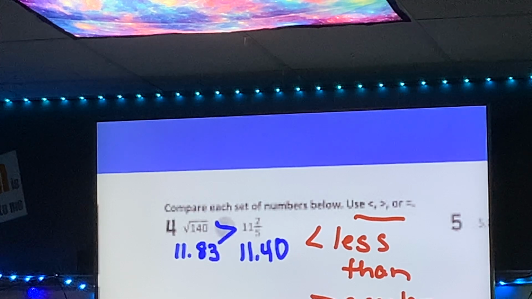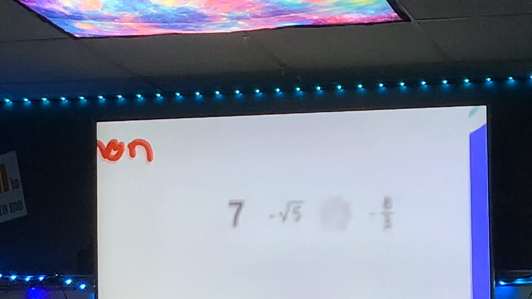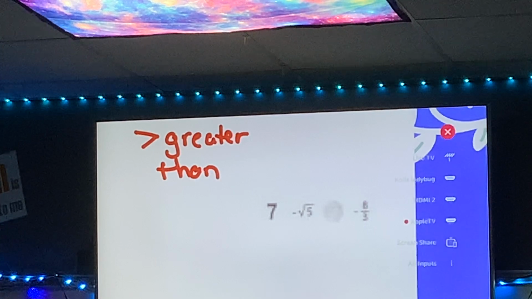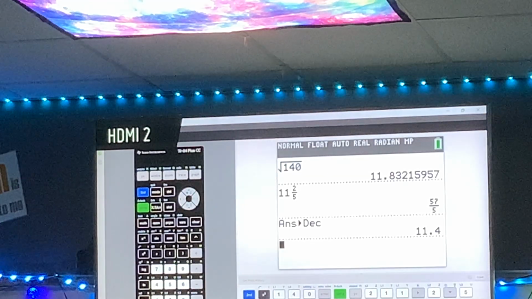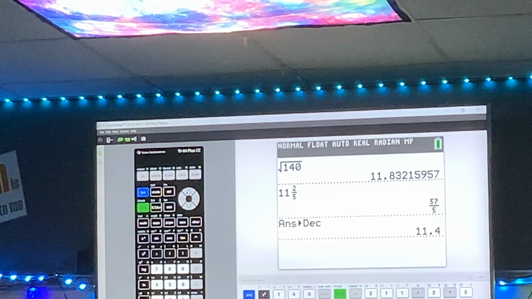Now we're going to skip down to number 7. Okay, so I have number 7 written right here on the board because this would be my piece of paper if I was doing it digitally. Okay, we have a negative. The negative is down by your decimal.